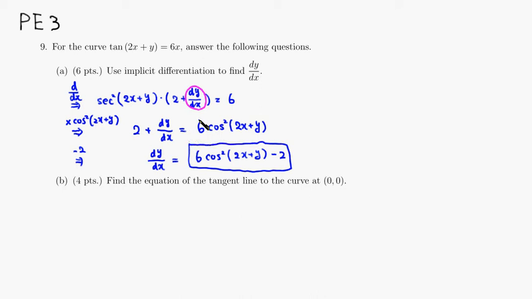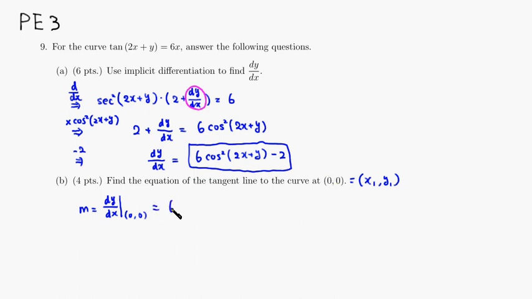Let's look at part B. We want to find the equation of the tangent line to the curve at 0, 0. The point is already given, so I'm going to call this x1, y1, which is 0, 0, and we just need to find the slope. So slope m is just the derivative, which we already did in part A, then plug in x equals 0 and y equals 0, because that's the point we're given. So let's plug it in.